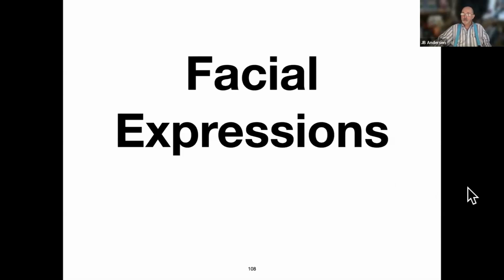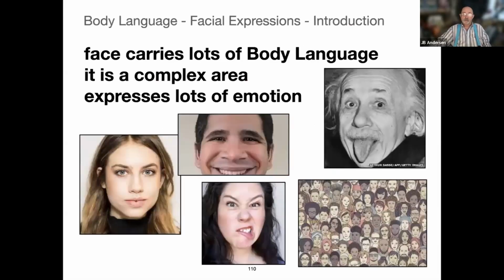We're going to talk next about facial expressions. And this is the introduction. Here you can see a variety of facial expressions. This fellow is smiling. This is just a very straightforward look. Ooh, something's wrong. And this fellow, Einstein, has his tongue out. Here's a wide variety of people.